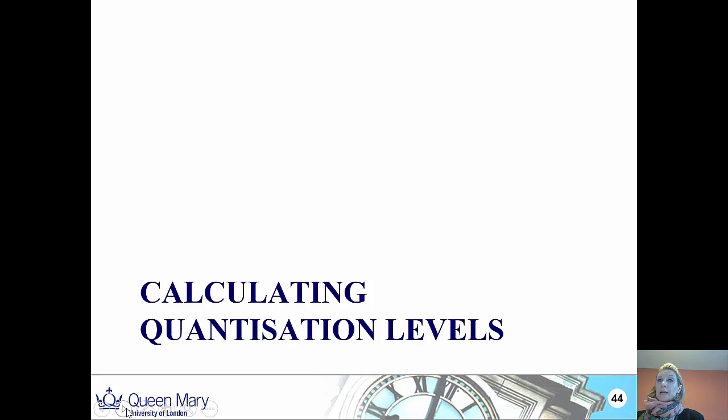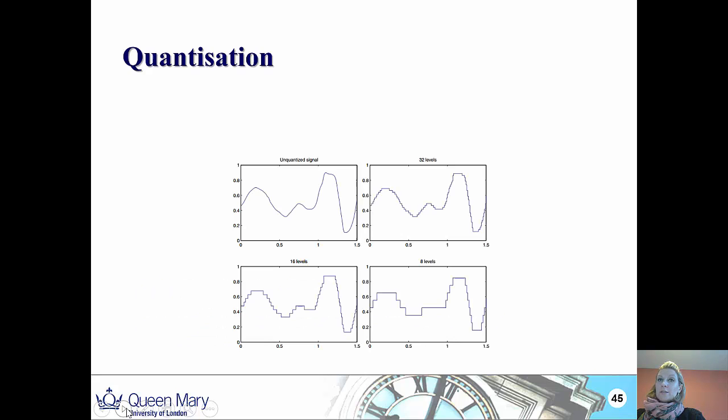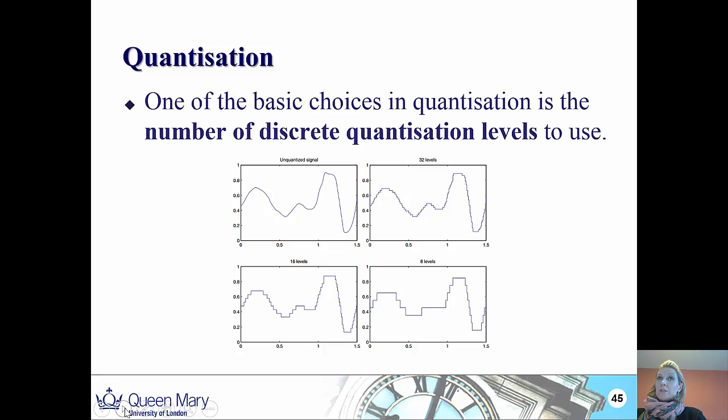So if you want to actually go about calculating these quantization levels, how many levels should be used? What is an adequate number of levels in order to allow the original signal to be reconstructed? One of the basic choices in this process is to determine the number of discrete levels to use. So we've got our original signal here, and then when we're using 32 levels, 16 levels, and 8 levels.